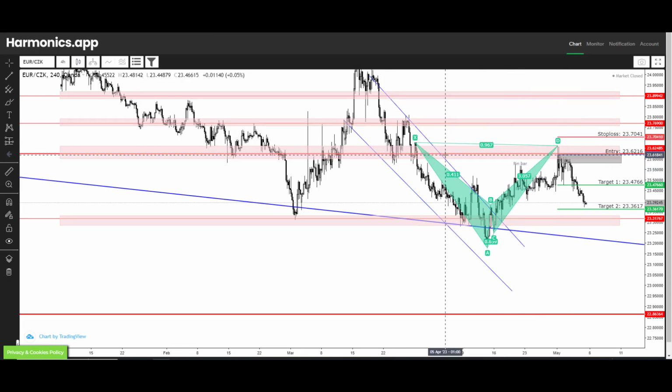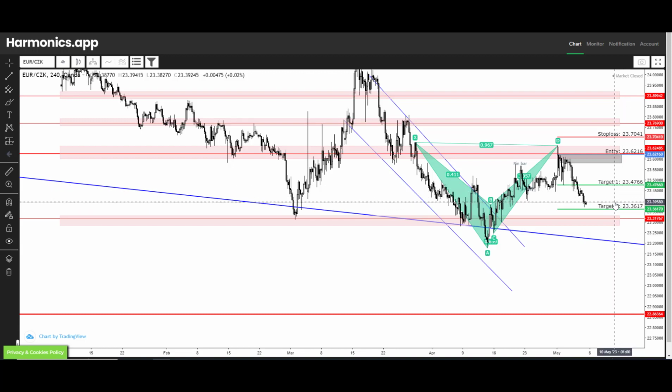The previous one that I analyzed in the previous analysis is not available anymore on the scanner, but a new one has been formed where the entry point is currently on this supply zone, at 23.62, which is also the horizontal resistance level. You can see the stop loss is above, at 23.70, with target 1 and target 2. You can see it here.